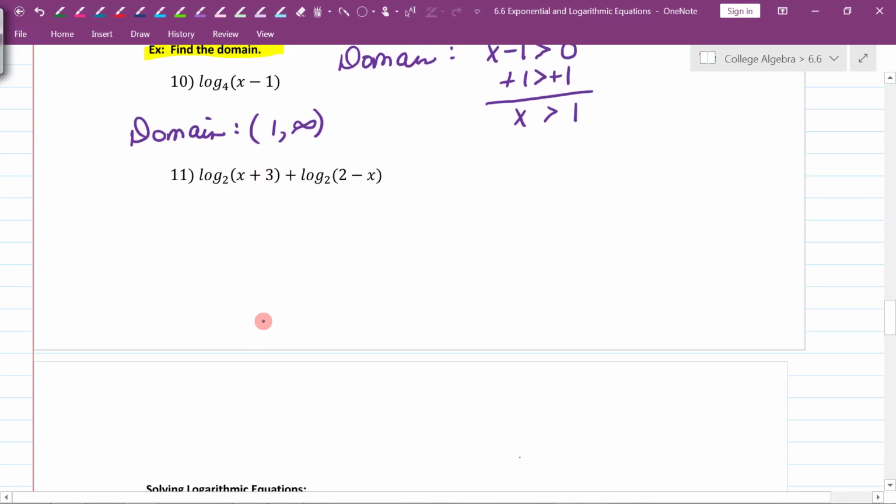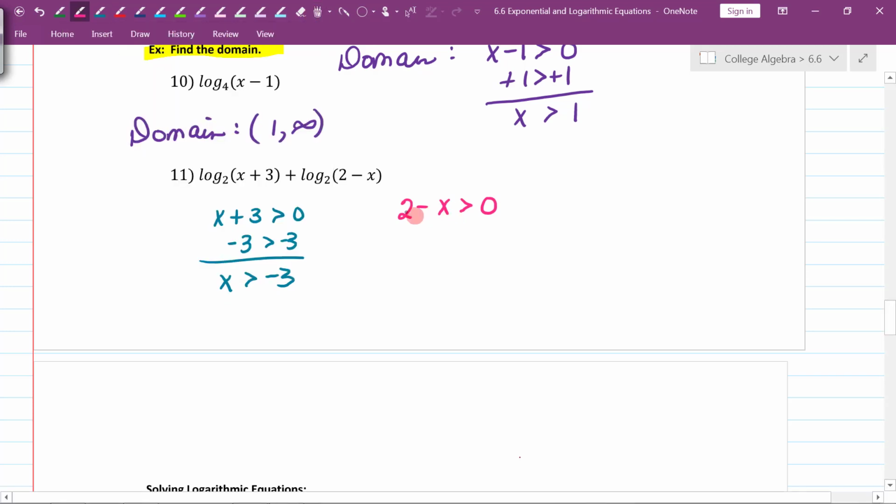Looking at problem 11, we have 2 areas to consider. We're taking the log of 2 different areas. So we have to say that x plus 3 has to be greater than 0, and 2 minus x has to be greater than 0. And we need to solve each of those statements. This one here is more simplistic. We can just subtract 3 from both sides and we get x has to be greater than negative 3.